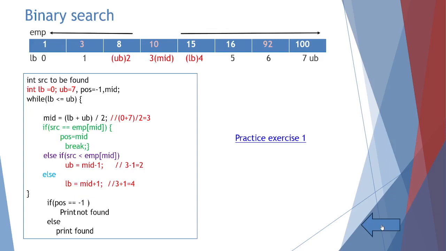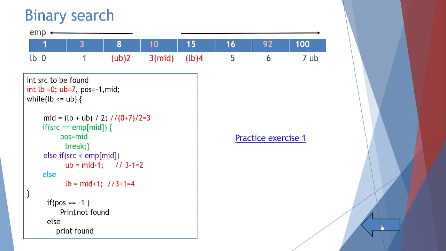And if our SRC, that is the search element, is equal to emp of mid, that is the element, not the index. Mid is the index. Emp of mid, in our case mid is 3, emp of mid is 10. So SRC is 10, position is mid, break.